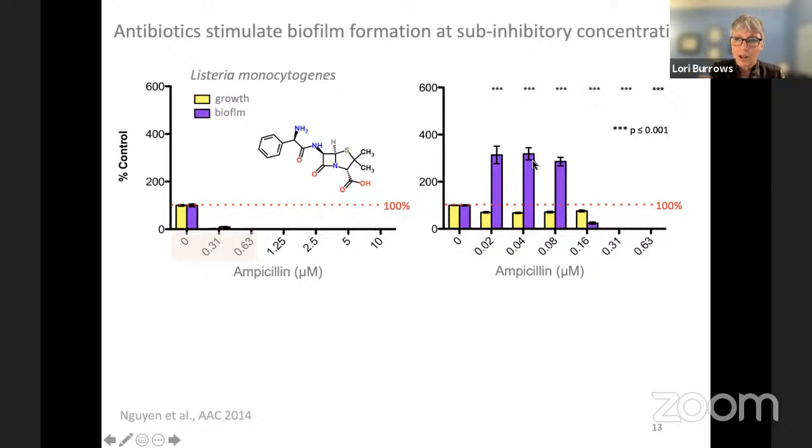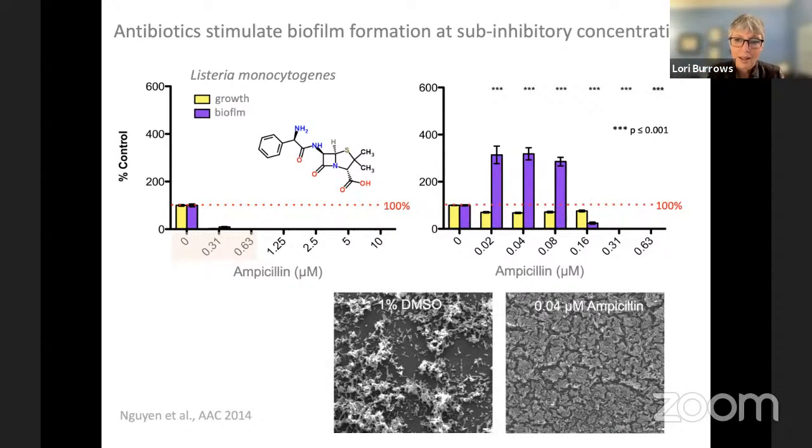Because this was on those pegs that I showed you, we actually broke off some of the pegs to look at them in the microscope. These are scanning electron micrographs again. The first image is just the DMSO control, so 0. And this dark gray in the background is the actual plastic peg itself.